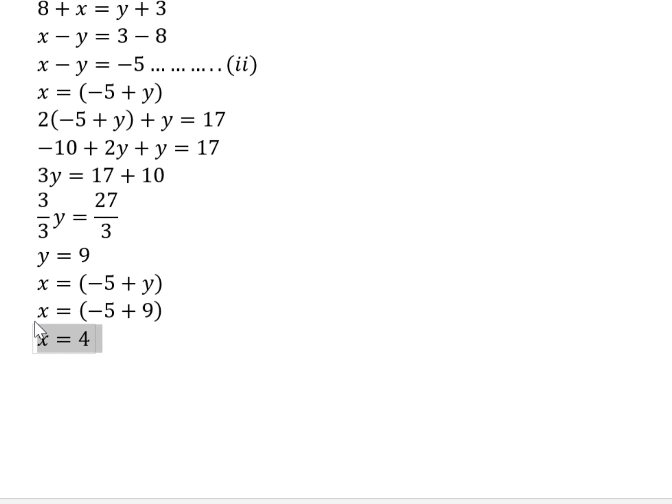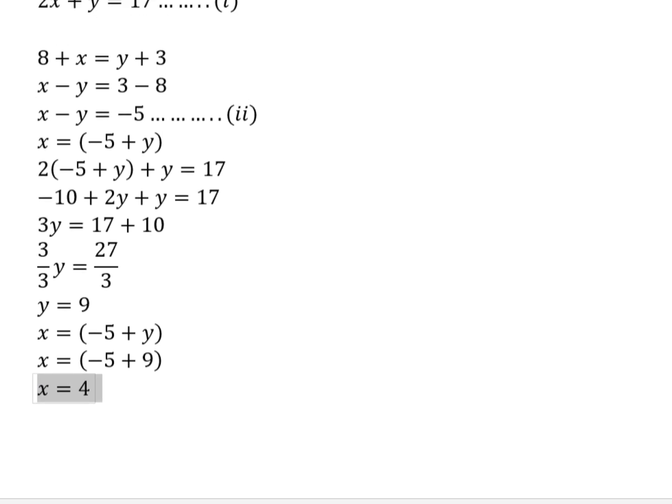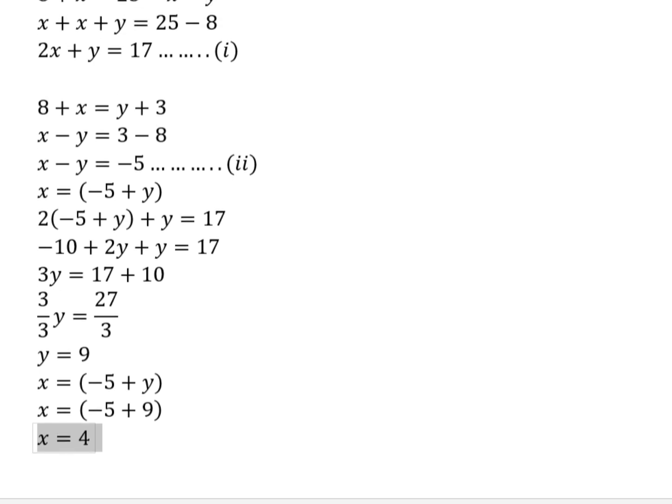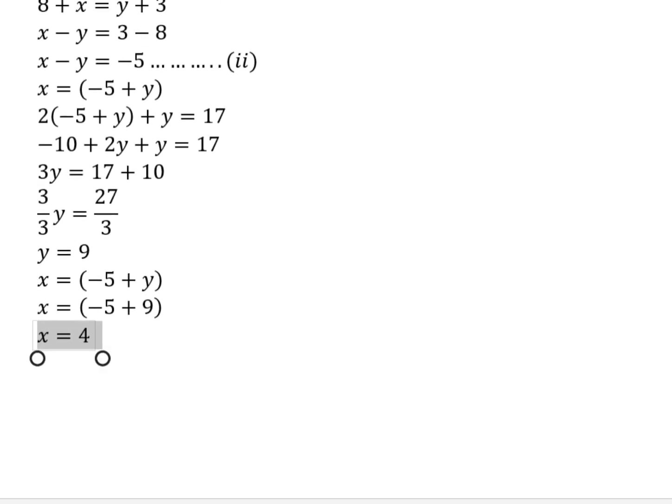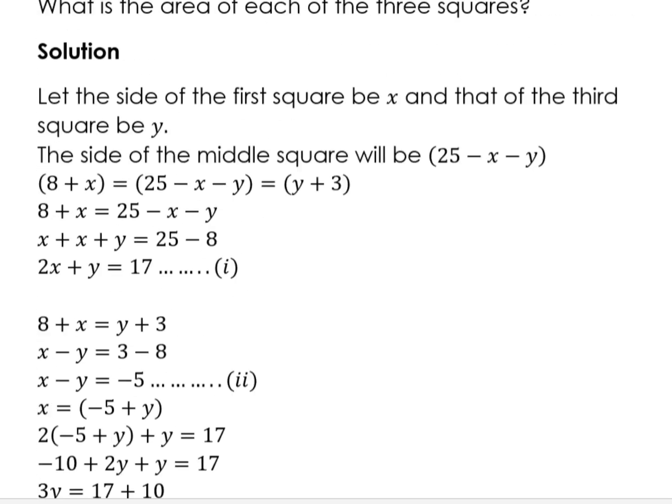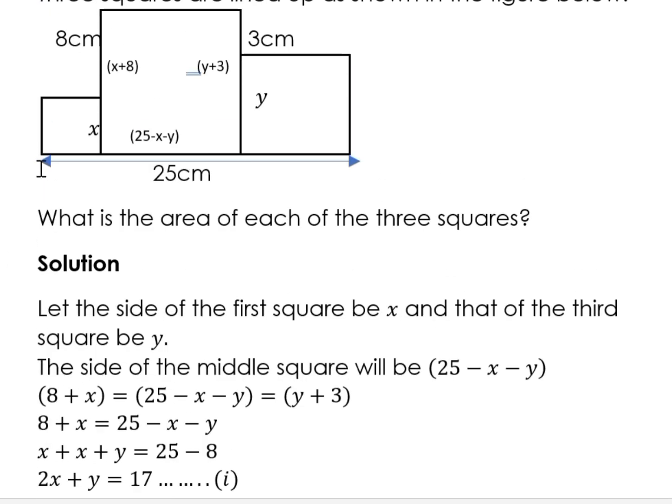So with that in mind, we can now get the actual measurements of the lengths of the squares. So that means the sides will be, if you look at the first square, we had it measuring x centimeters, meaning from here to here is x, x, x, x. But we have found the value of x to be 4. So that means each of the sides of this square is 4 centimeters.